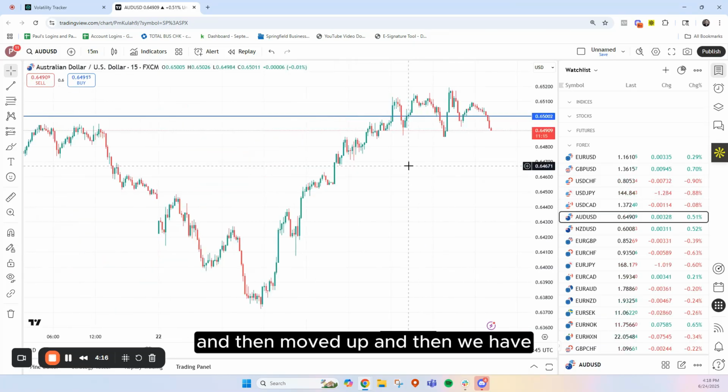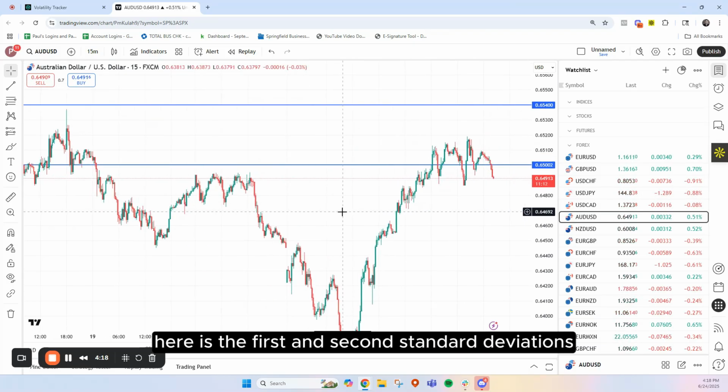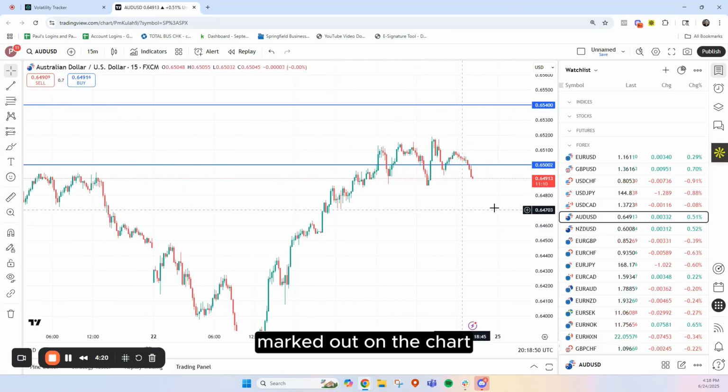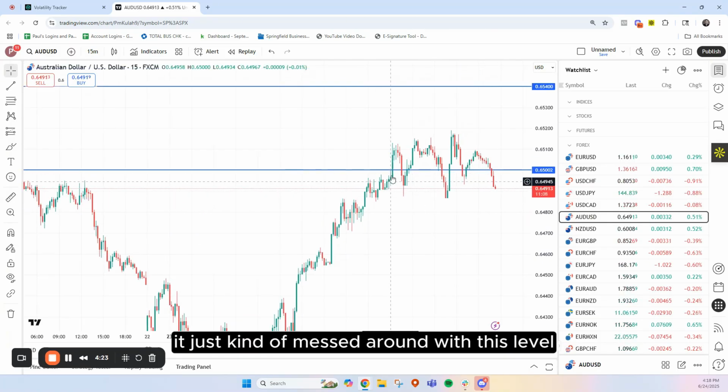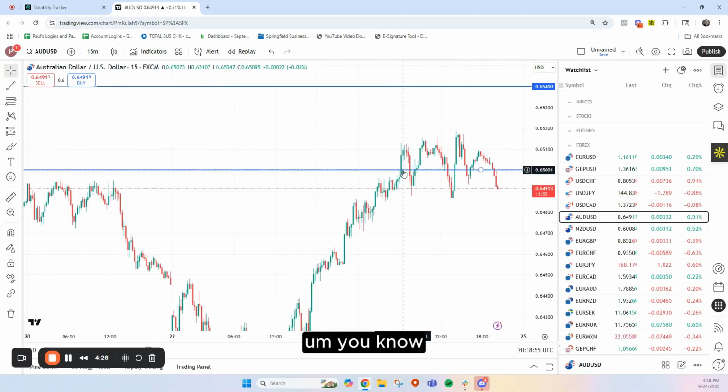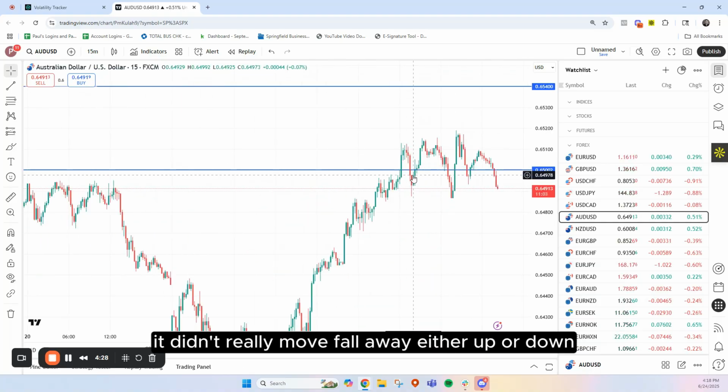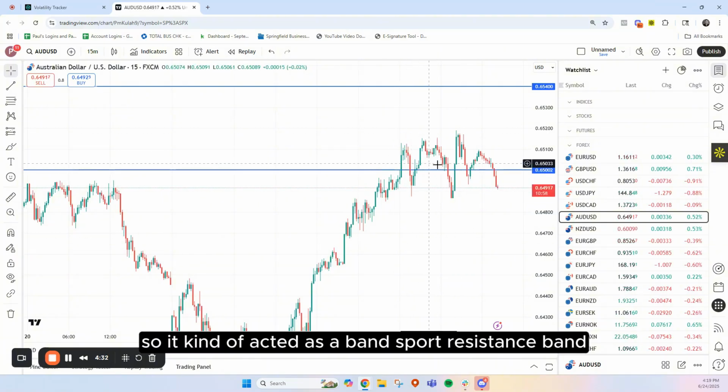And then we have the Aussie again. So here is the first and second standard deviations marked out on the chart. It just kind of messed around with this level. It didn't really move away from it, didn't really fall away either up or down. So it kind of acted as a support resistance band.